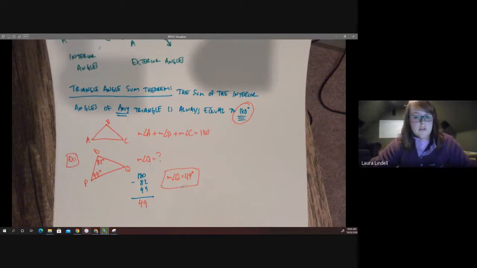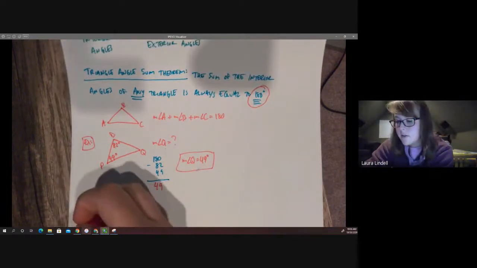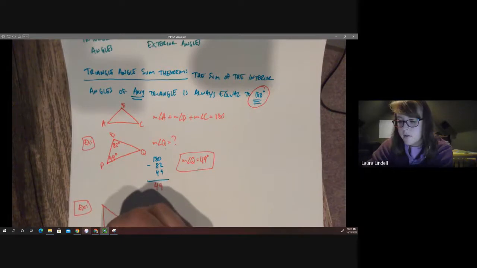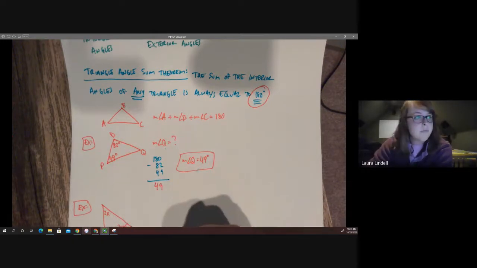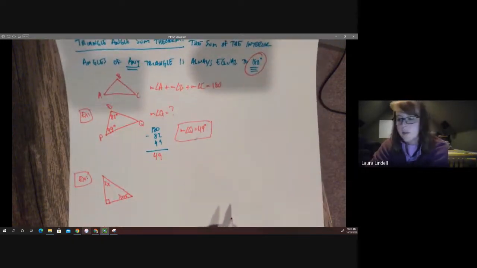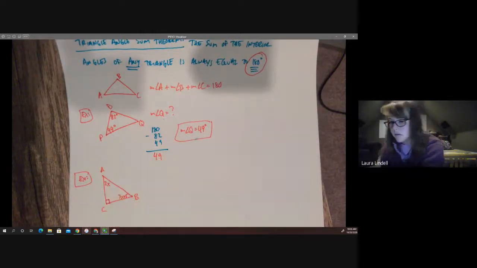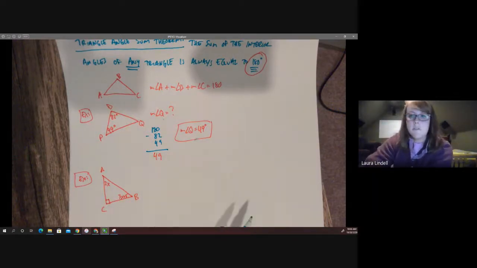We can also kind of step that up a little bit. If I have a triangle here, and let's say this angle is 2x and this one is 3x plus 5. There we go. We can use it to solve for a variable.